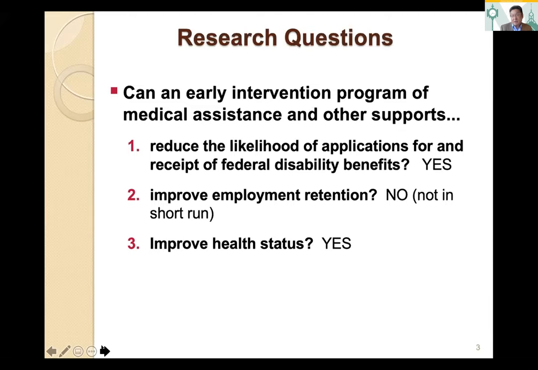So the focus of this particular study, and this comes from publications in 2011 as well as 2014, were the following. Can an early intervention program of medical assistance and other supports reduce the likelihood of applications and receipt of federal disability benefits? And the short answer is yes, it can. Can an early intervention program improve employment retention? And the short answer was no, we didn't find evidence of that in the short run. And finally, can an early intervention program improve health status? And the short answer from our study was yes, in one of the states that we examined.